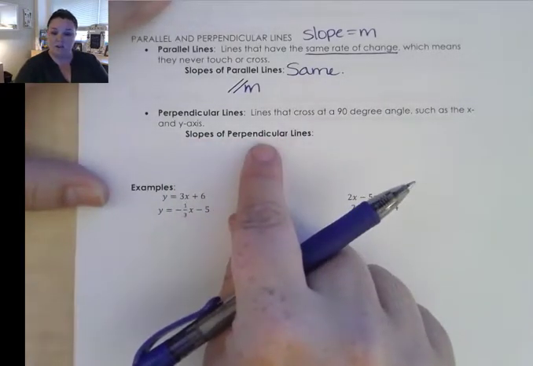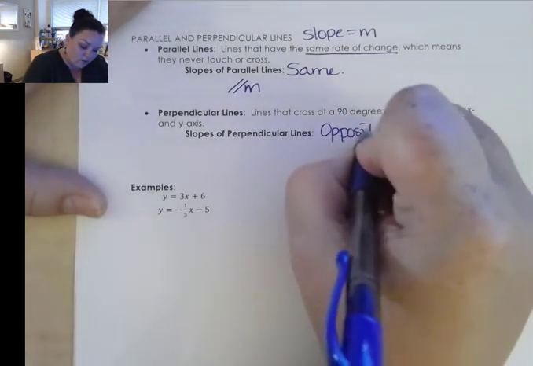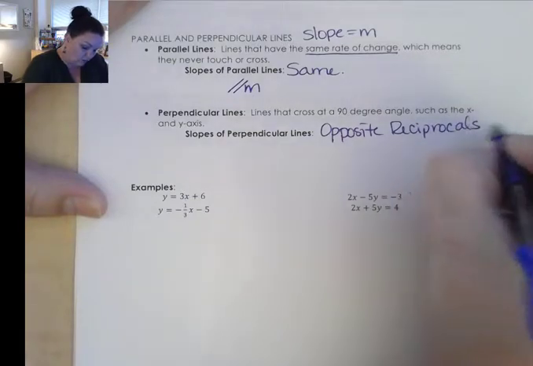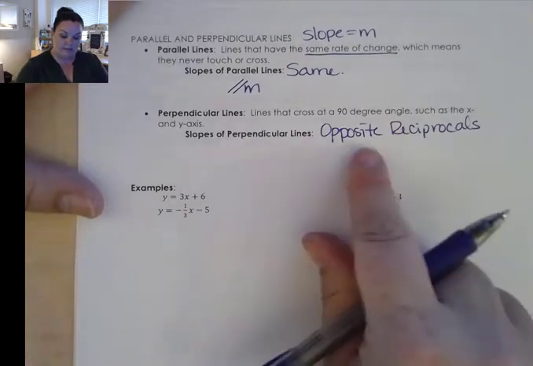Slopes of perpendicular lines are related in that they are opposite reciprocals of one another. Opposite reciprocals. Okay? So let's think about what that means.